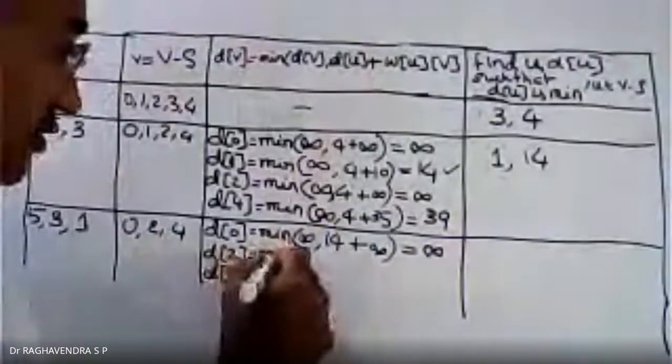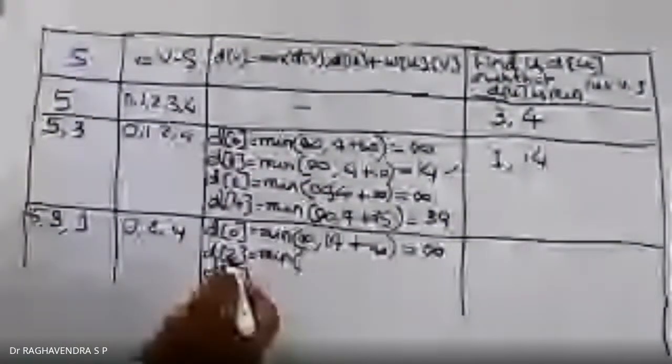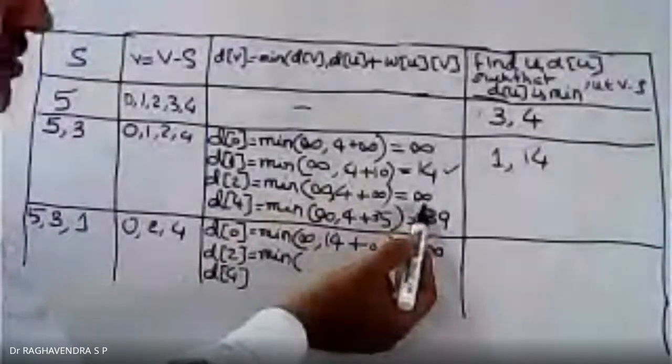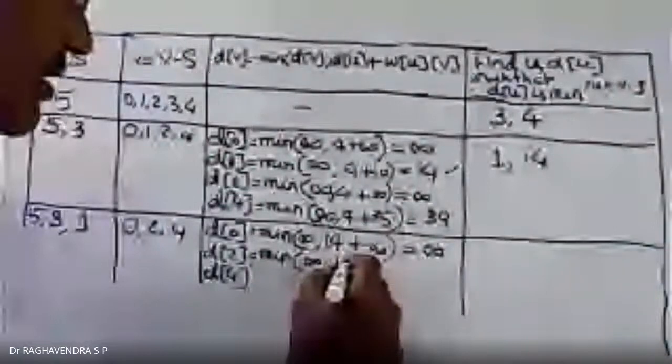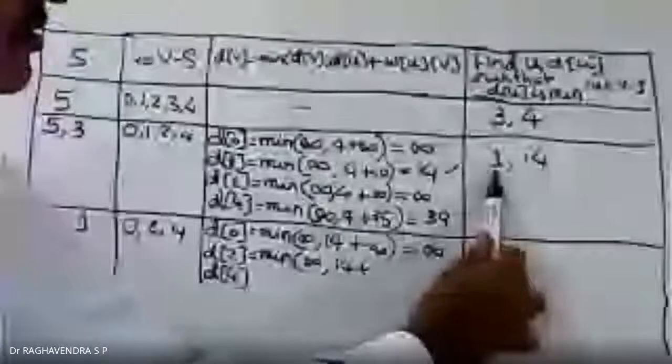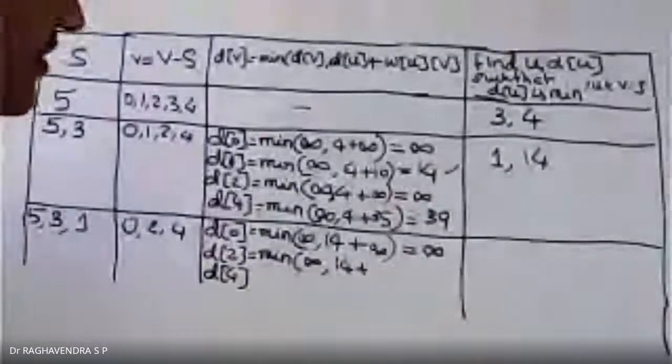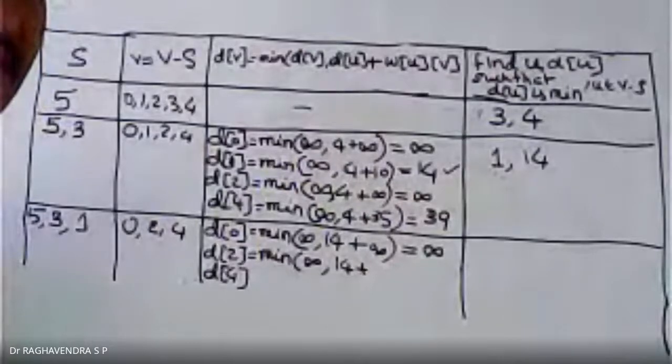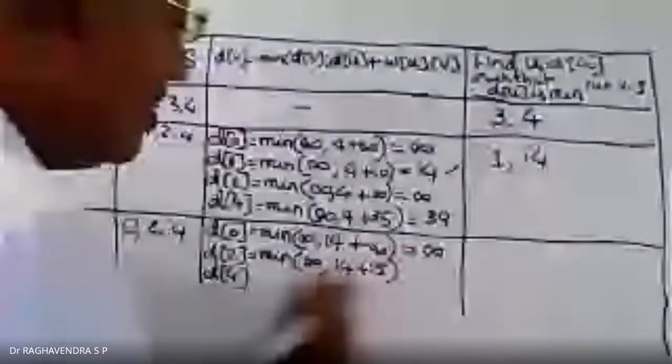Next let us go to d of 2, is equals to min. d of 2 I have already found, how much is it in the previous step? Infinity. Infinity is there, substitute. Once again d of u is 14, plus w of u to v. What is u? 1. u means 1. 1 to 2, tell me quickly, time is running out. 5. Students? 15, sir. 15. Fine. So what is the value?